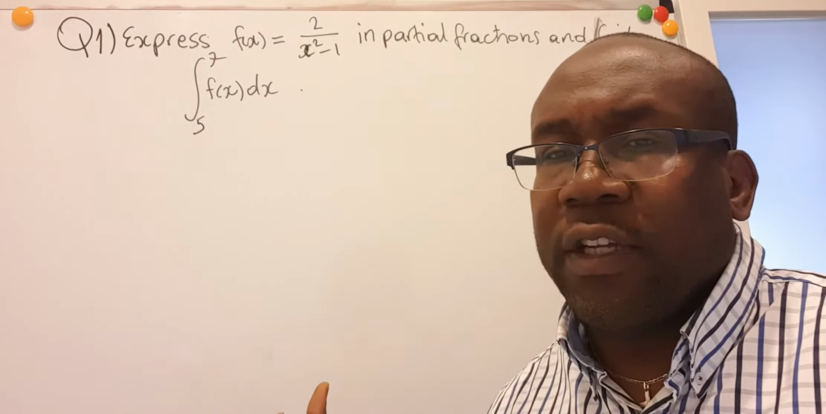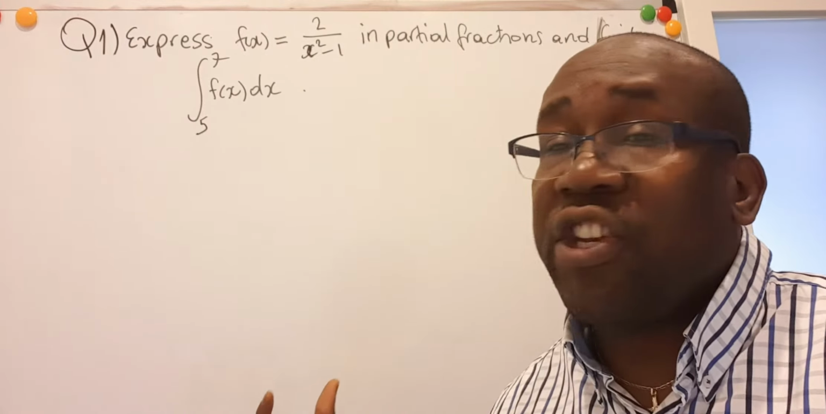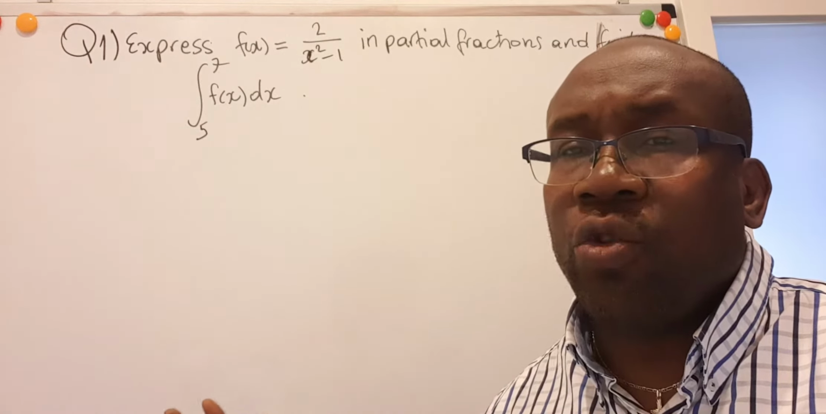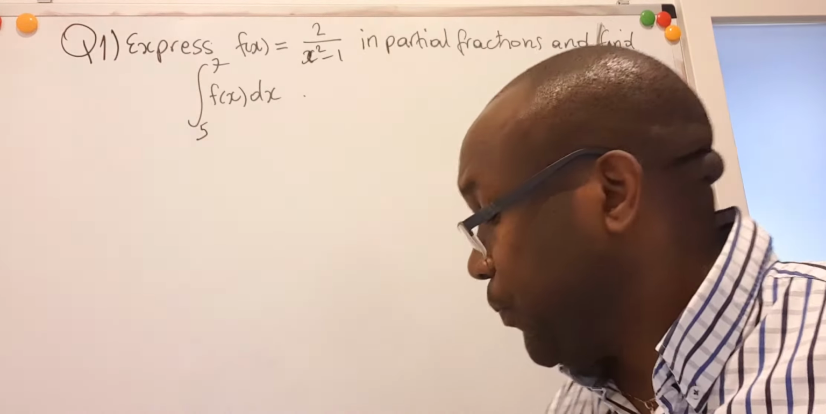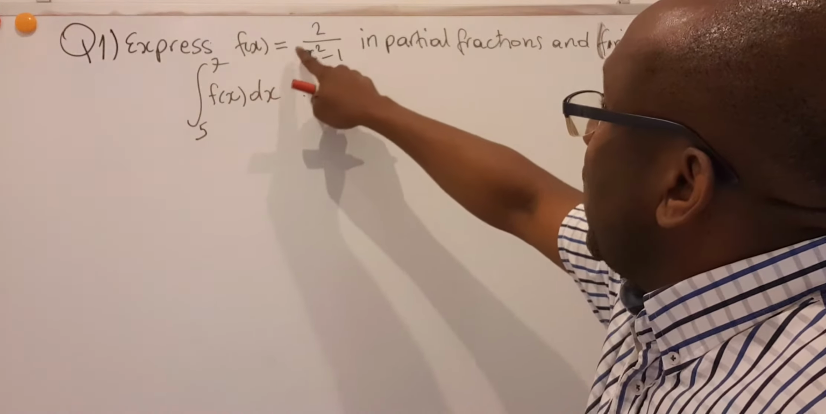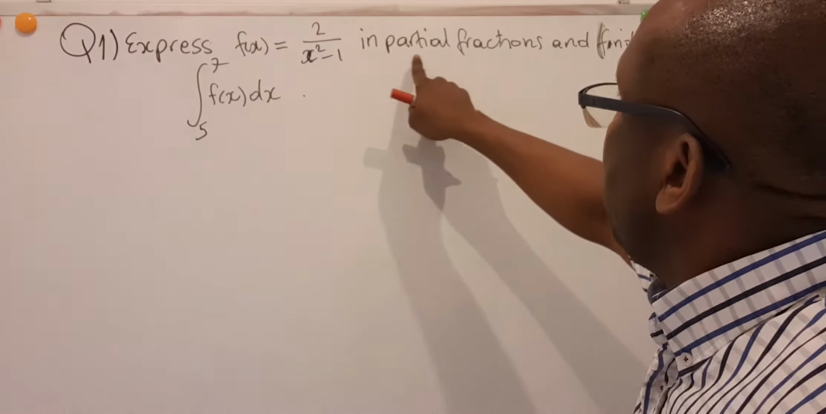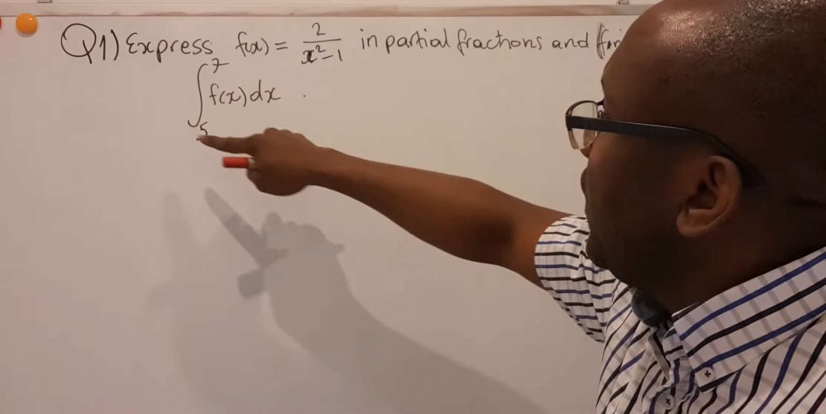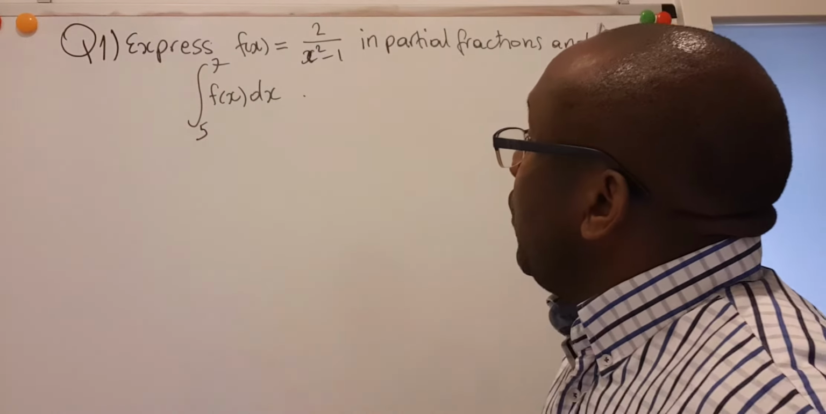Today we are going to look at a question for the advanced level, the integration. This will be in combination with partial fractions. So the question says, express f of x, which is 2 divided by x squared minus 1, in partial fractions, and find this integral. So what do we do?